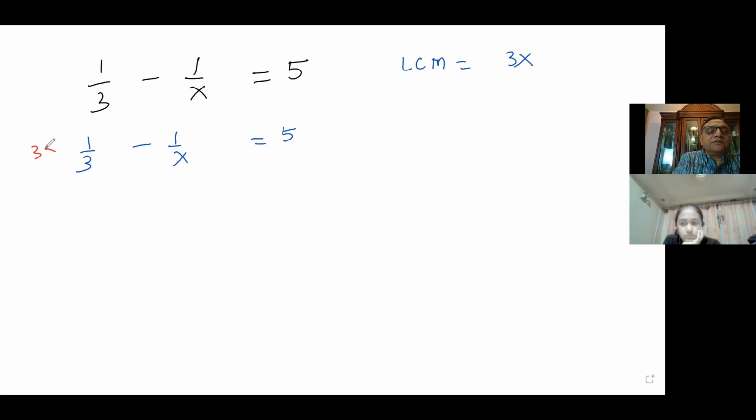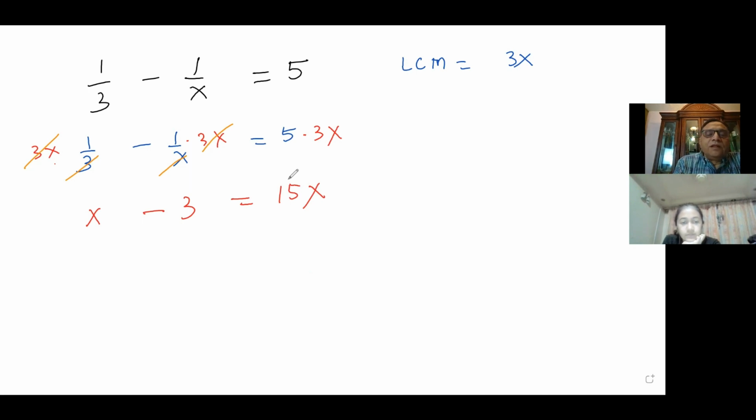So we'll do 3x times 1 over 3, 3x times 1 over x, and 3x times 5, right? So when you do that, 3 and 3 cancel. Minus, here only 3 is left, and we get x. Let me just show you first what remains. Here 3 and 3 cancel, x remains. Here x and x cancel, 3 remains. And this was 15x. So in that case, what we get here is x minus 3 equals 15x. Is that clear to you?